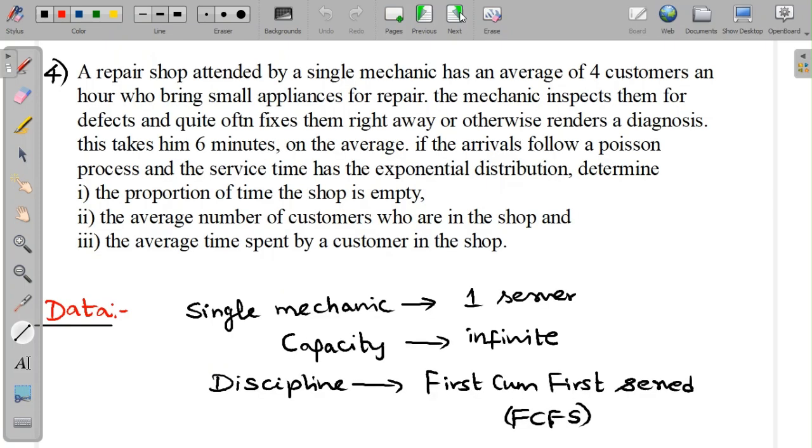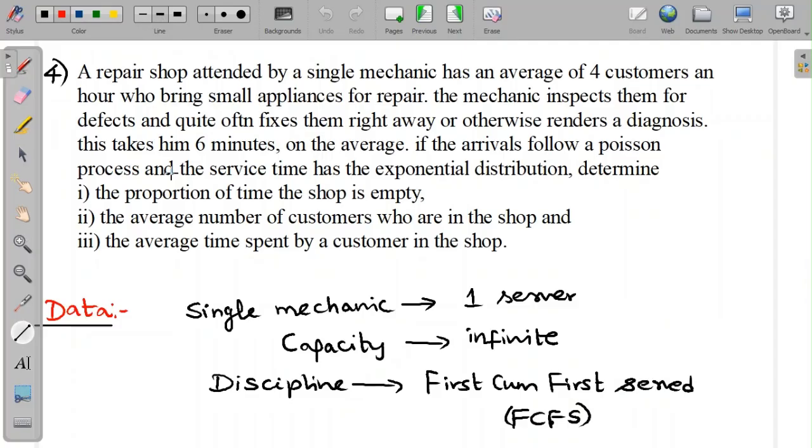The next problem, we'll once again read through this long question. A repair shop is staffed by a single mechanic. That's our first clue. When we say there is a single mechanic, the number of servers in the system is restricted to just one server, and he has an average of 4 customers an hour. So there is an average of 4 customers visiting the shop. That gives us the clue of the arrival rate.